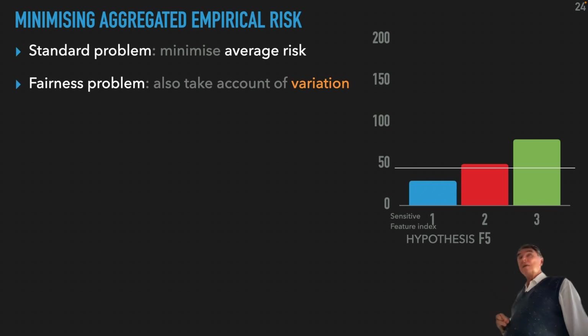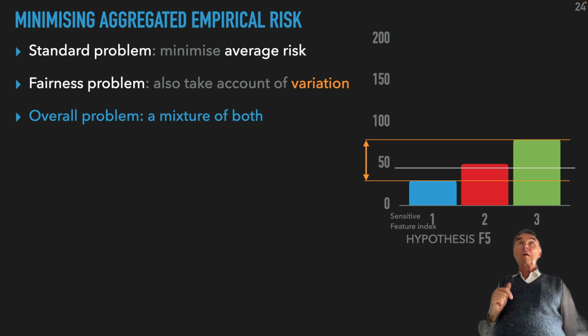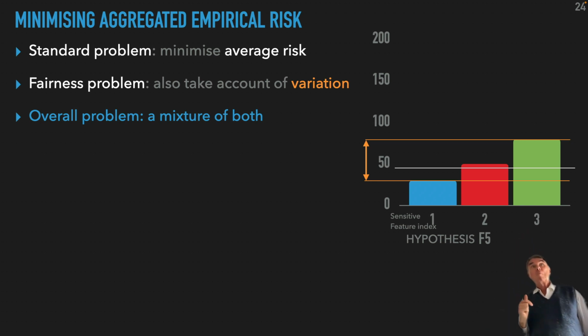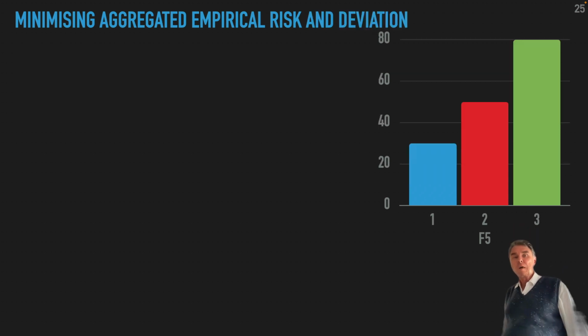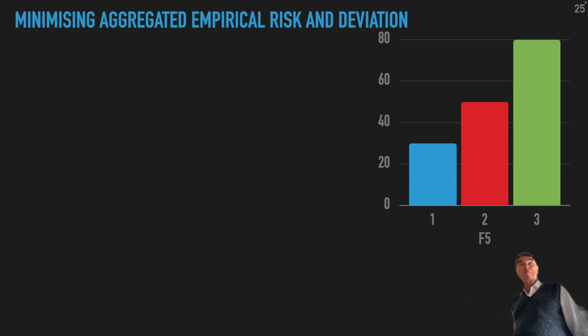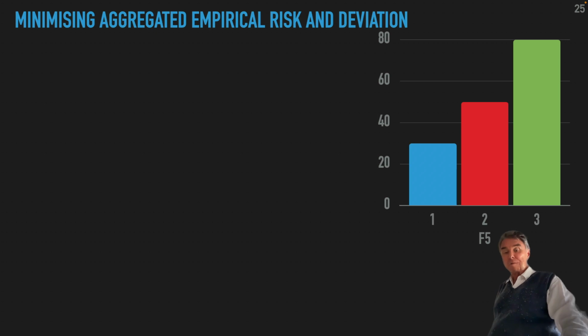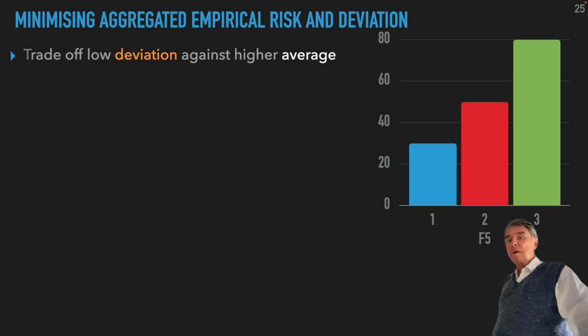But the problem is, when we perceive the fairness violation, that there's a variation, right? We've got to keep two things in mind. Implicitly, we want two things. We want it small on average, and the variation we also want small, right? It's a mixture of the two. So what might we do? Instead of having this hypothesis, F5, and I've just changed the scale here to make it more obvious, we might do a trade-off.